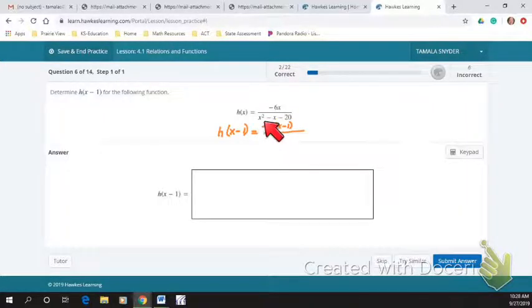Okay? How about right here, the x needs to be replaced with an x minus 1. Does that make sense? And then I have a minus sign, and an x minus 1, and then a minus 20. Is everybody okay with that?